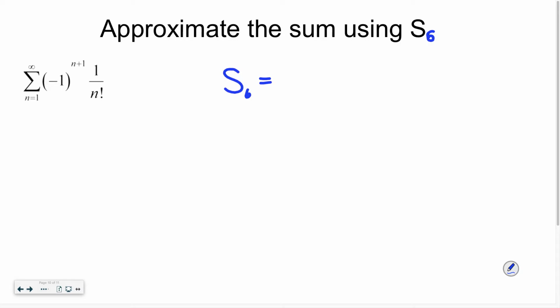Okay, so the sum of the first 6 terms. So find it for me. 1 over 1 minus 1 over 2 plus 1 over 3, up to 1 over 6. Do you want a fraction? No. Okay, I got 0.632. 0.63194 repeating. The 4 repeats. So that's the 6th partial sum.